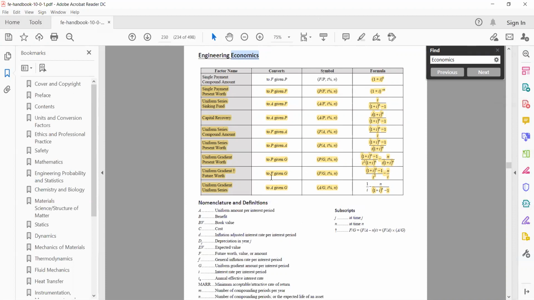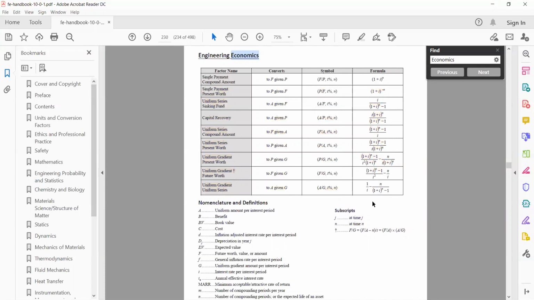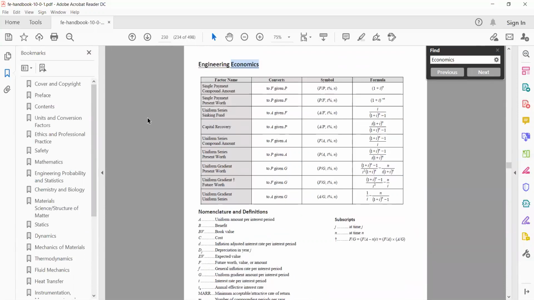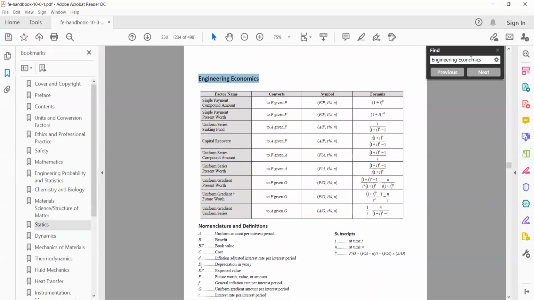We'll get into the table later, which is an alternative method to using these equations, but regardless, all of these equations are here. There's a bunch of definitions for different variables here as well. Let's say I wanted to find this page, and I was somewhere in the statics domain. If I were to search economics, or more particularly engineering, it searches through the whole PDF to find engineering economics.